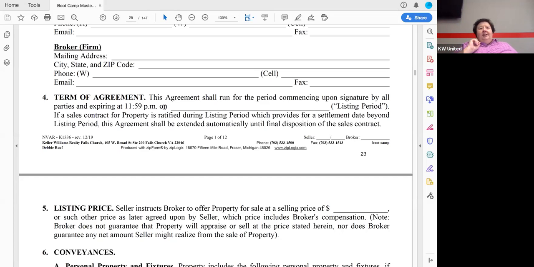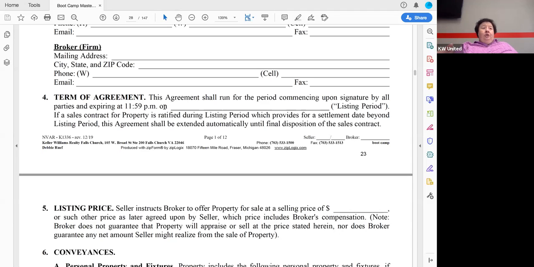But my question is, what happens to a contract that was ratified on November 15th and was voided on December 15th? Okay, and then we put it back on the market and we forget that we expired on December 31st, or worse yet, the contract fell through on January 2nd, okay?